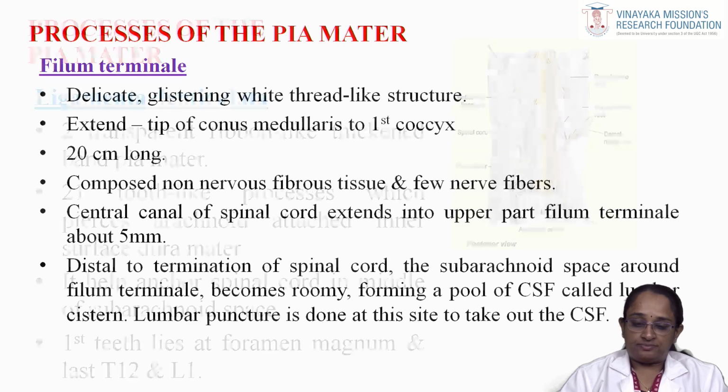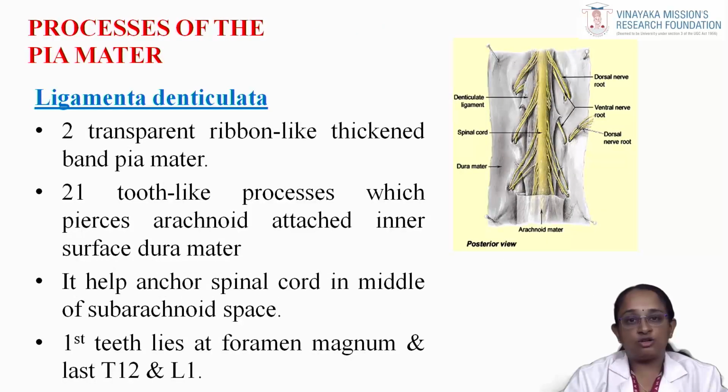Then ligamentum denticulatum is another extension of pia mater outside the spinal cord. Actually it is a ribbon-like, tooth-like structure. There will be 21 spine-like, hook-like structures we can see towards the lateral side of the spinal cord.